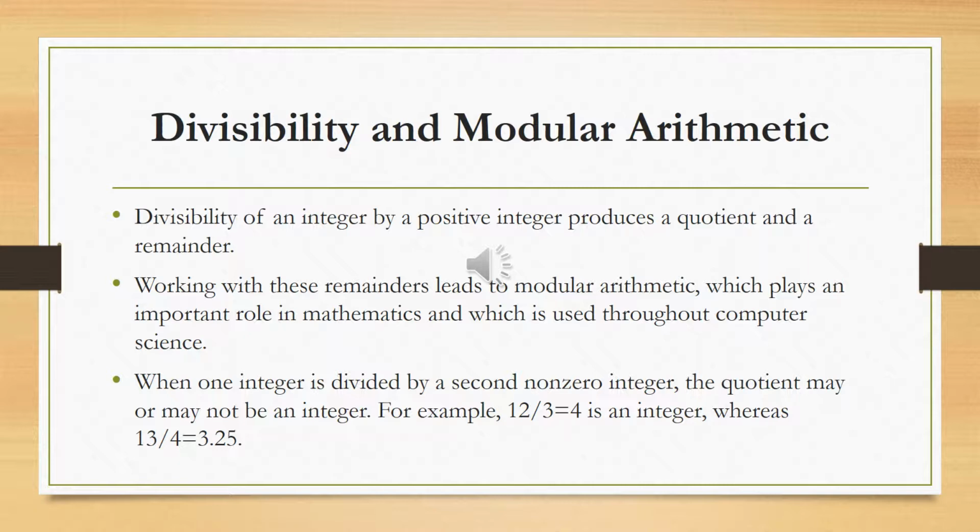computer science. When an integer is divided by a second non-zero integer, the quotient may or may not be an integer. For example, 12 divided by 3 is equal to 4. This is an integer result, whereas 13 divided by 4 is equal to 3.25.